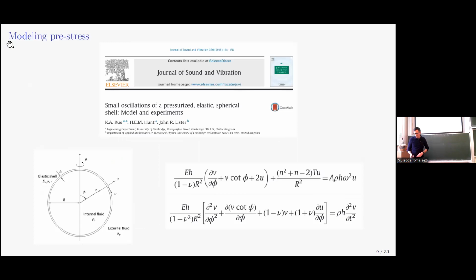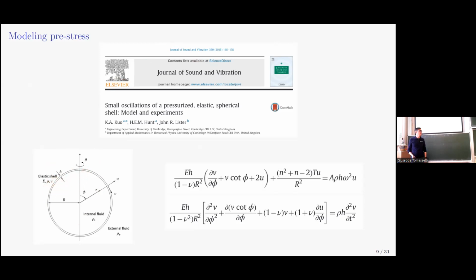I also found another paper where vibrations were studied for a pressurized spherical shell. And this is quite recent, in fact. I mean, it's not too old. So, okay, 2015. And here, as you can see, there is an elastic shell. And these are the material properties: Young modulus, density, Poisson modulus.